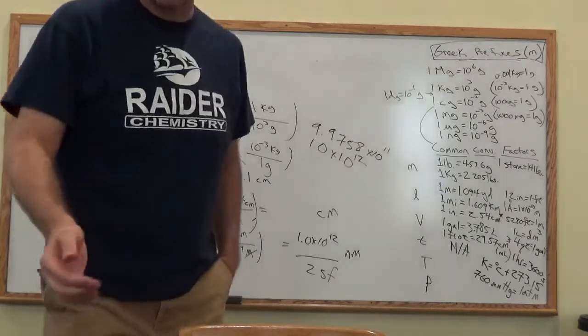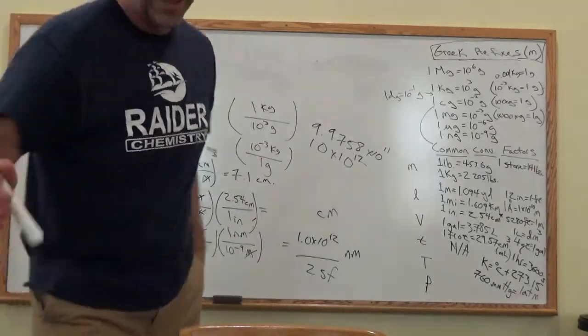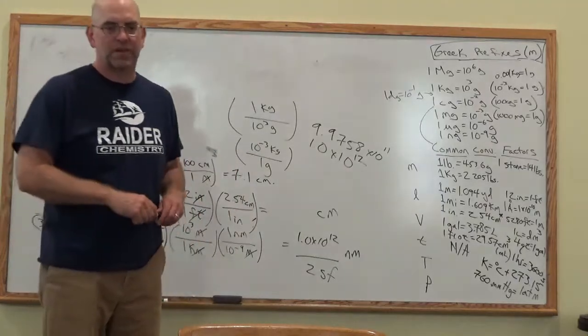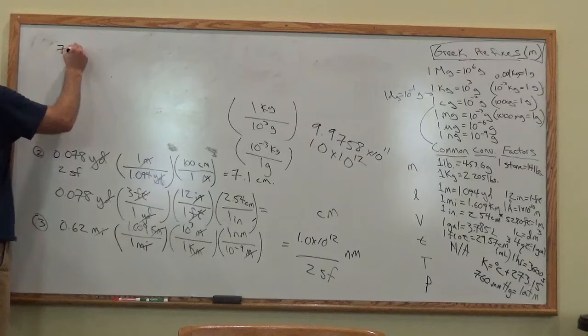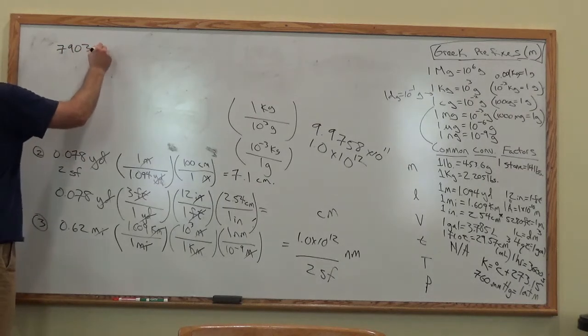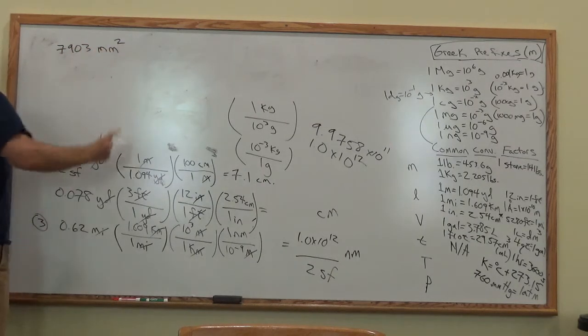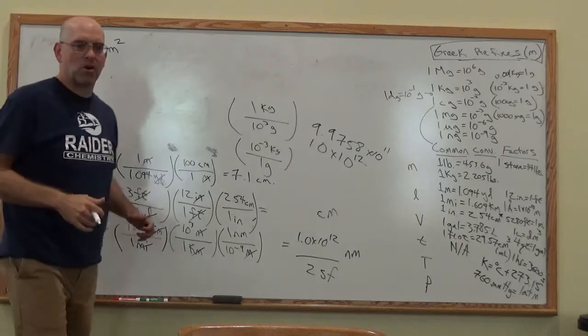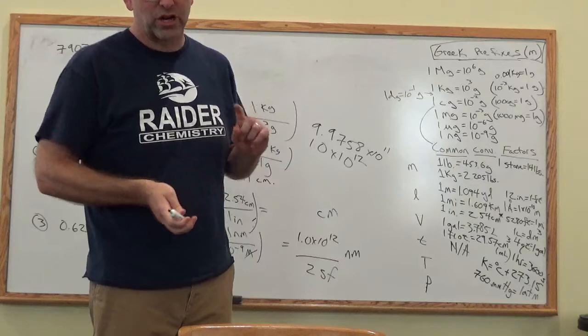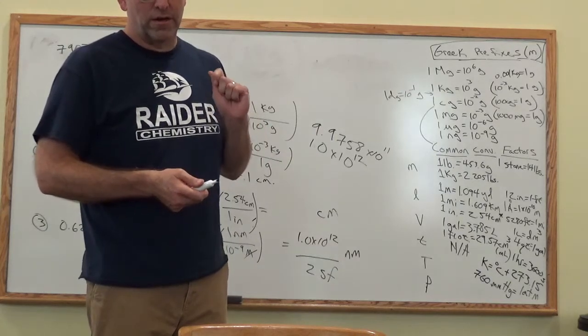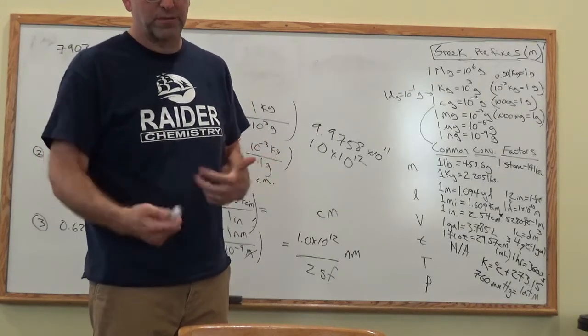And where'd I put my marker? Oh, there it is. So the area of a telescope is 7,903 square millimeters. So that's actually a pretty small lens for a telescope. I think we pulled this one out of the book. And we want to go to square feet. Okay, so millimeters into feet.